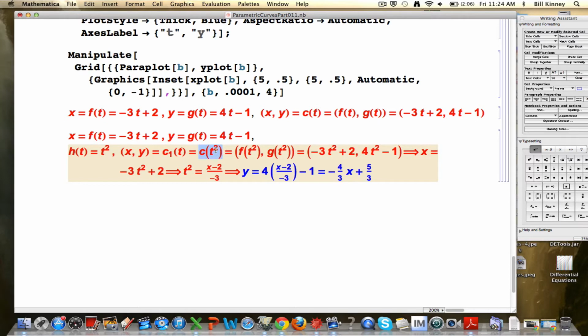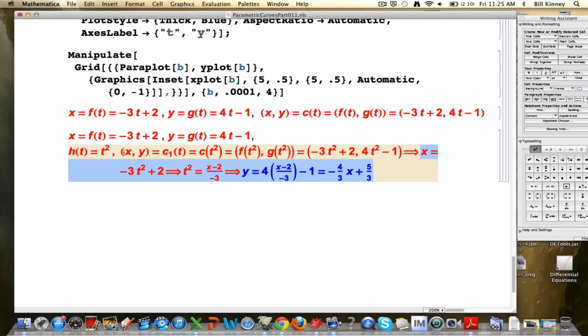c1 of t is defined by plugging in t squared into c, which again effectively means plugging in t squared into f and g, which would result in the following expression right there. So this expression, x comma y equals negative 3t squared plus 2 comma 4t squared minus 1, is this new parameterization of the same line segment, yet not at a constant speed. In the last video, I also talked about then eliminating the parameter in this situation. Listen carefully. How do you get rid of the t? How do you see that it still is parameterizing the same line?